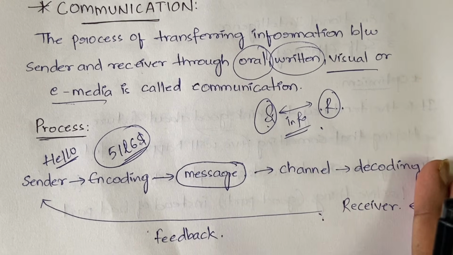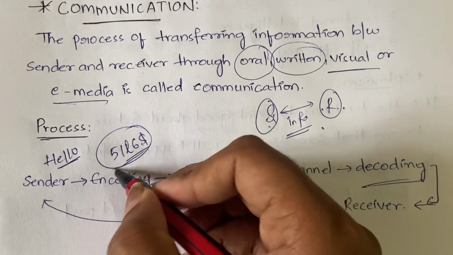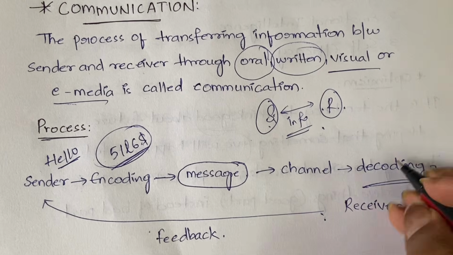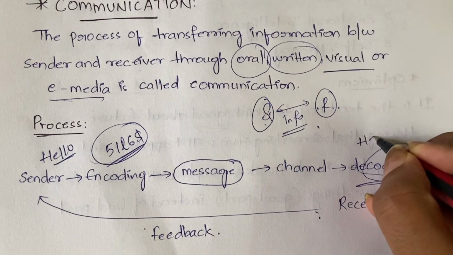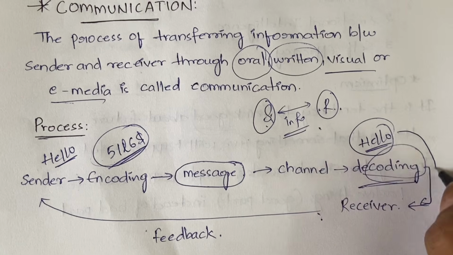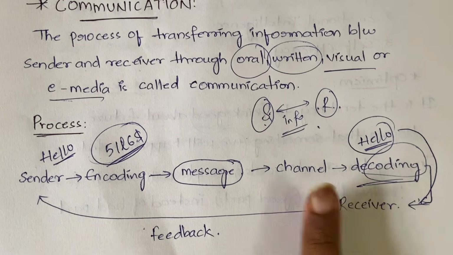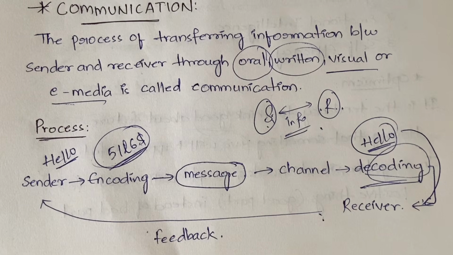Once it reaches the receiver's end, it will be decoded, because if this is given to the receiver, the receiver cannot understand, right? So again it will be decoded. Again the original message hello will be coming, and that message will be given to the receiver. Okay, so on receiving that message, again receiver will give feedback to the sender that I have received a message. So this is how the process of communication goes on: sender, encoding, message, channel, decoding, receiver. Okay, and the receiver will send the feedback. Simple, guys. So this is how the process of communication happens.